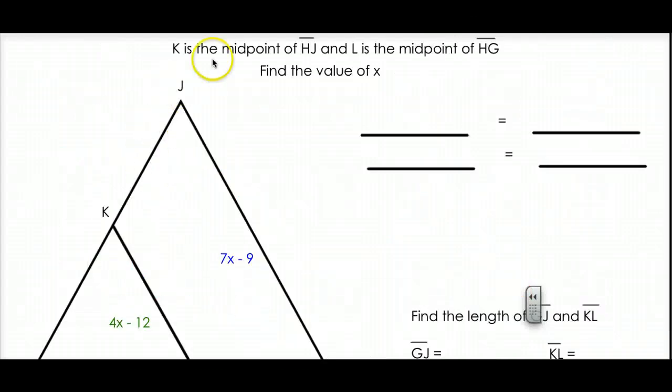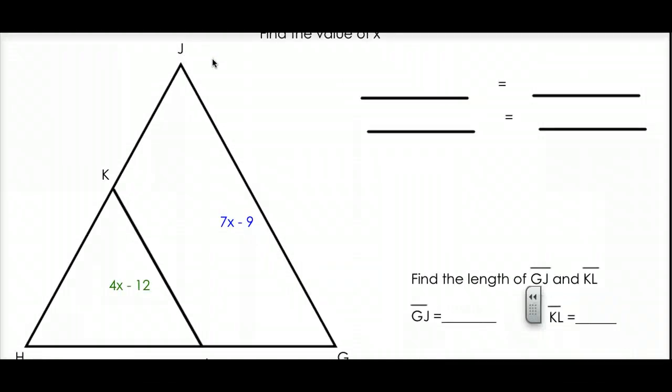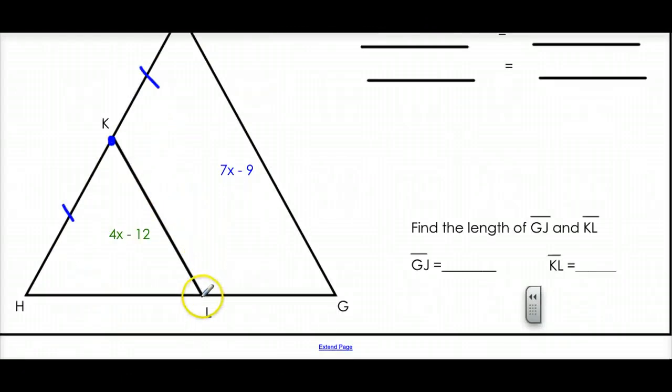All right, for our next problem, K is the midpoint of HJ and L is the midpoint of HG. Find the value of x. Well, if K is our midpoint over here, we know that HK is congruent to KJ, and if L is our midpoint here, we know HL is congruent to LG, because this is right in the middle.